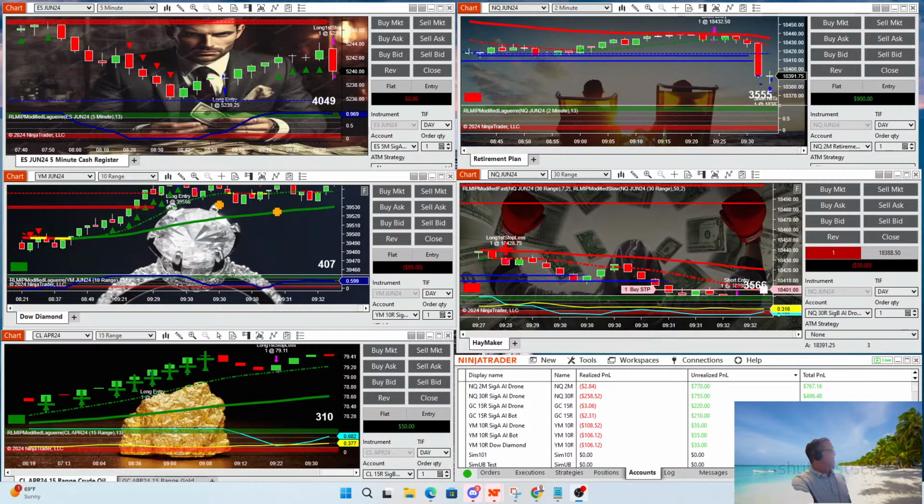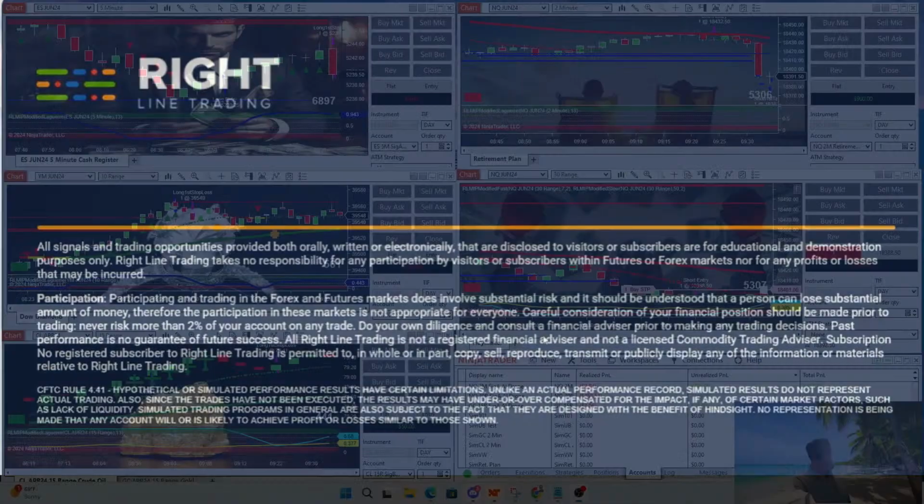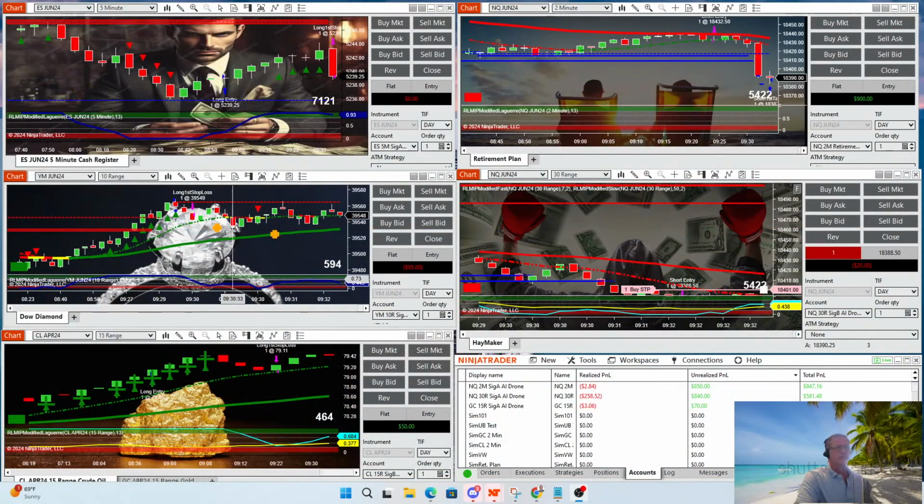I forgot yesterday. Let me just start off with the disclaimer that this is for demonstration and educational purposes only. I am not a licensed trade advisor. If you're not familiar with the risks associated with trading, please consult with a licensed trade advisor. With that being said, let's trade.